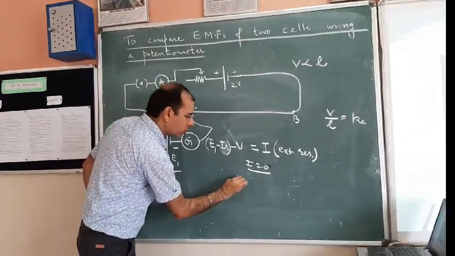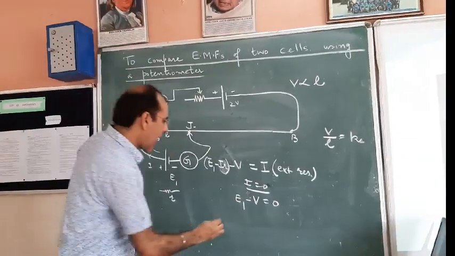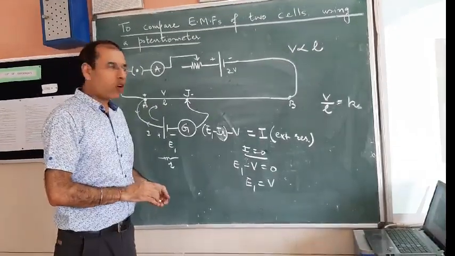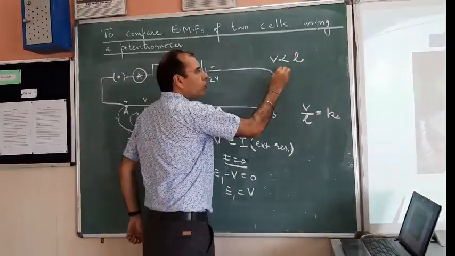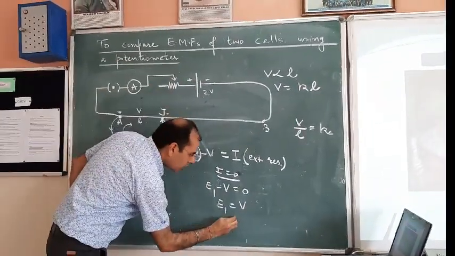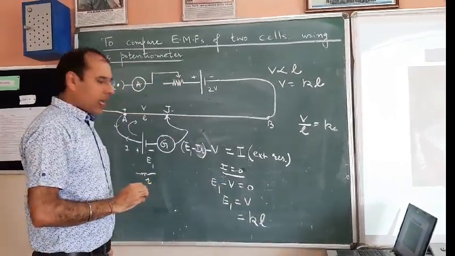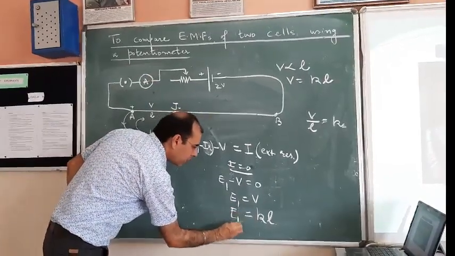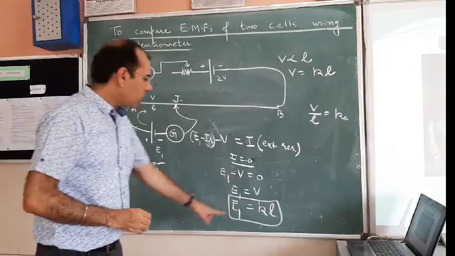And if I becomes 0, we are left with E1 minus V equal to 0, and E1 becomes equal to V. But we have already said that V is directly proportional to L, so V is equal to KL. So this E1 becomes equal to KL. And when E1 becomes equal to KL, one of the cells, E1, now has an EMF equal to KL.